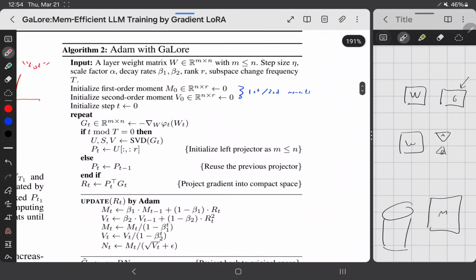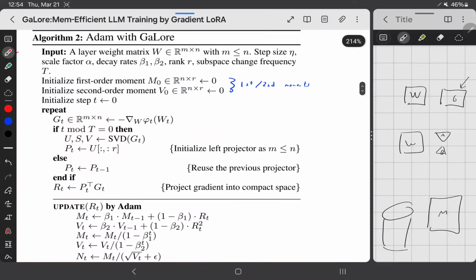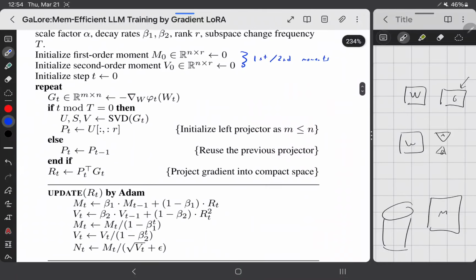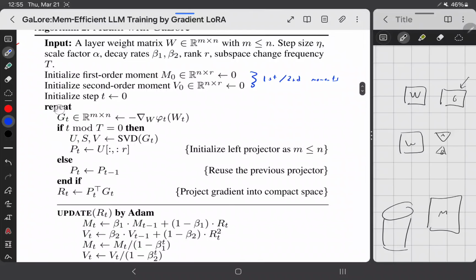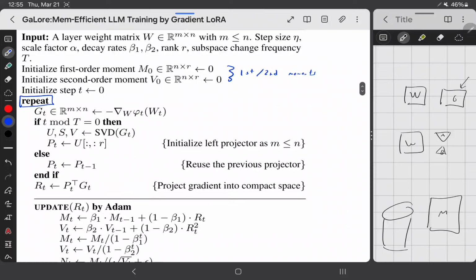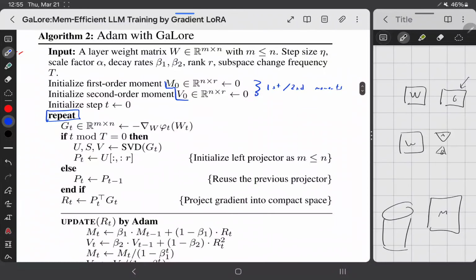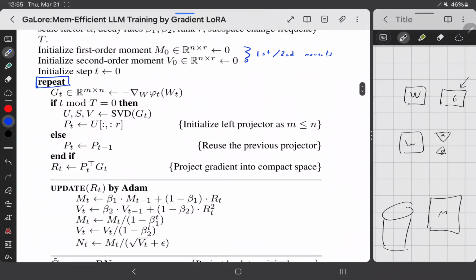All right, so now I can actually go into the algorithm. Sorry about that. So for the algorithm, you are going to repeat this. This is your update loop, and this is going to be your update loop throughout all of training. And like I said, these here are your first and second moments, initialized to zeros, not random values.